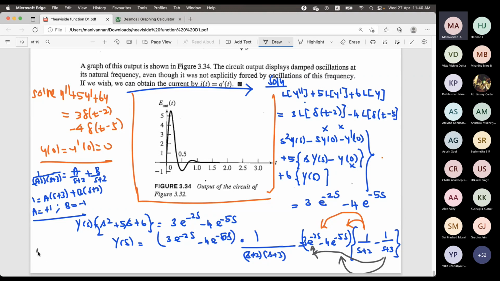So L inverse of y of s, applying L inverse, we are going to get y of t. The first one, 3 times, it is constant, L inverse of e power minus 2s into 1 divided by s plus 2. So what will be the answer? Which is e power minus 2 times t minus 2, h of t minus 2. Am I right, students?